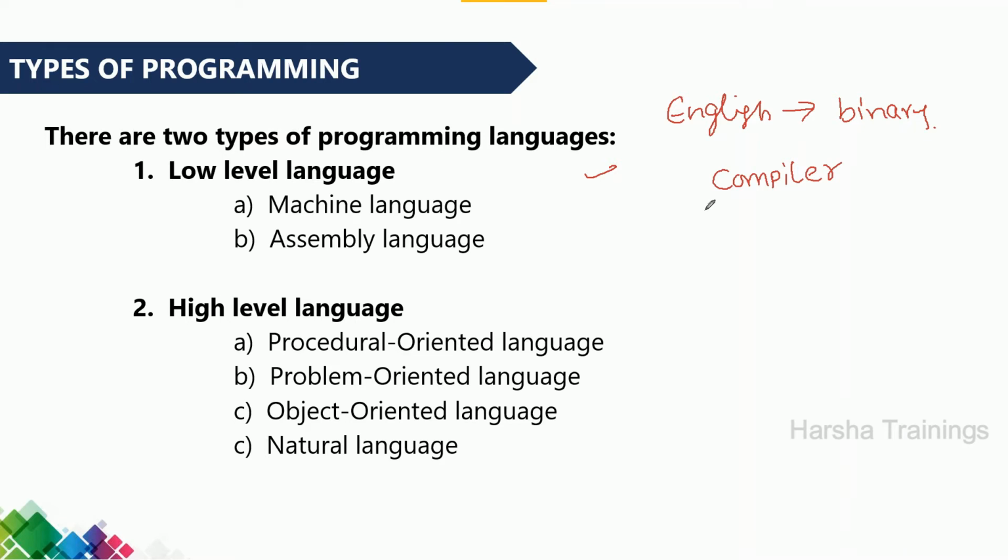Remember, we have two types of translators. One is compiler and the second one is interpreter, to convert high level language into machine level language. I will explain the difference later.